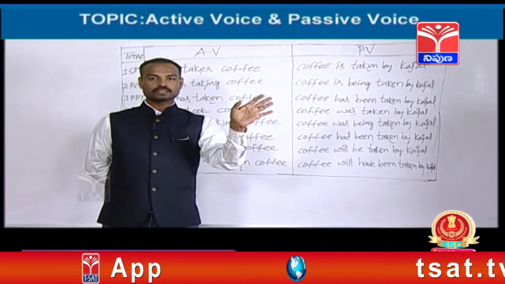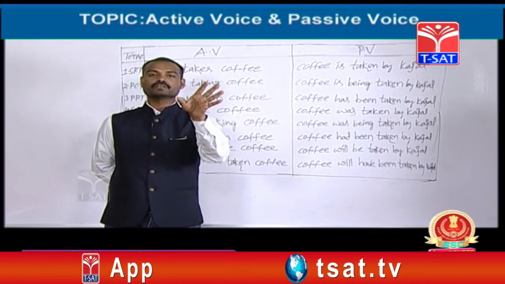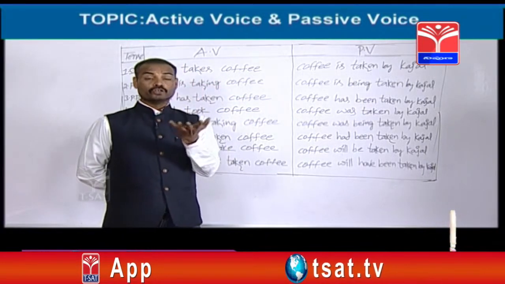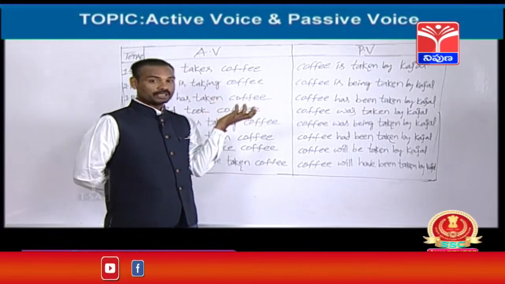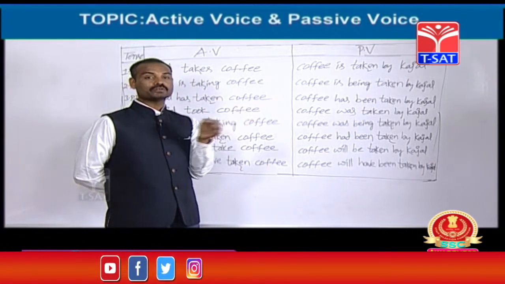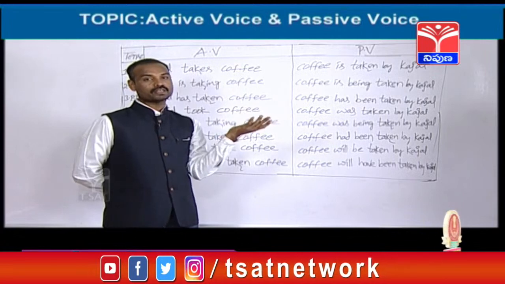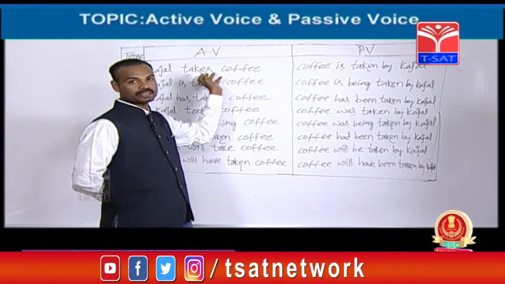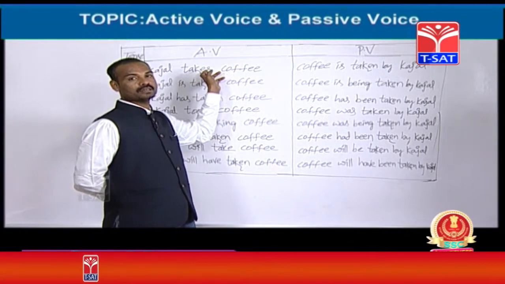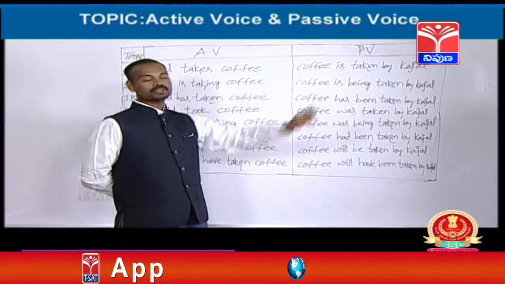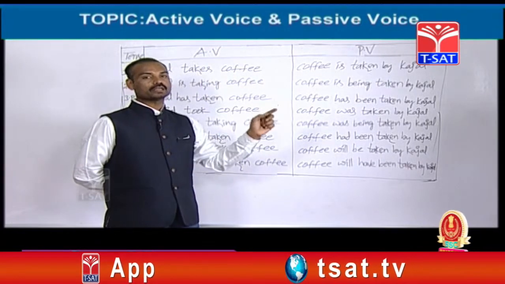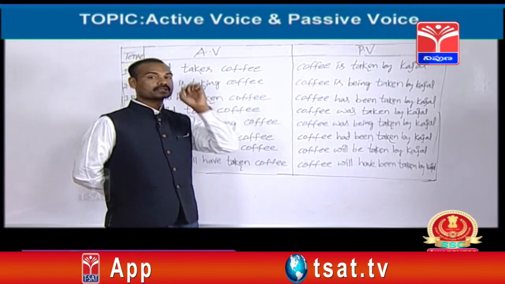Next, main verb. Main verb must be in the third form. Passive voice means the main verb always must be in the third form. Where can you bring that main verb? Main verb is given in the active voice only. Without main verb they never give any active voice. So this is the main verb, but it should be changed into the third form. Take, took, taken. Okay.